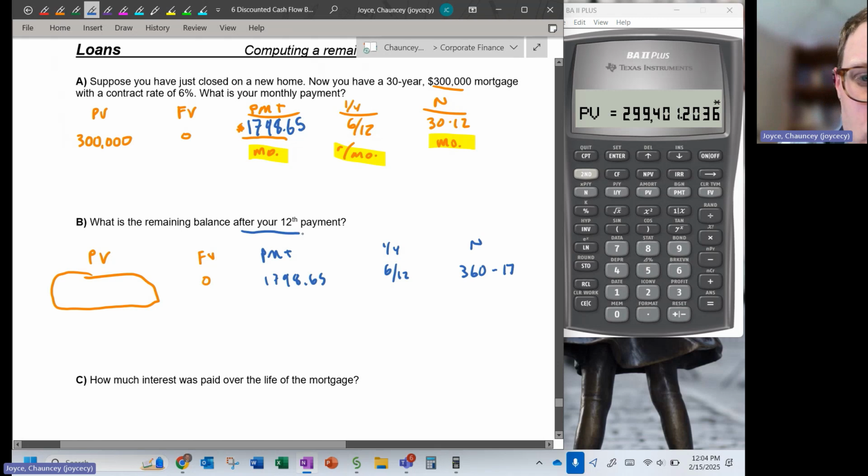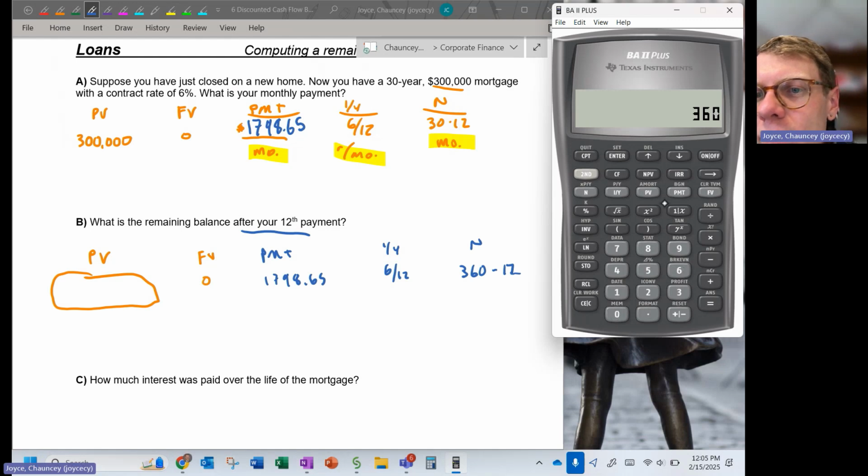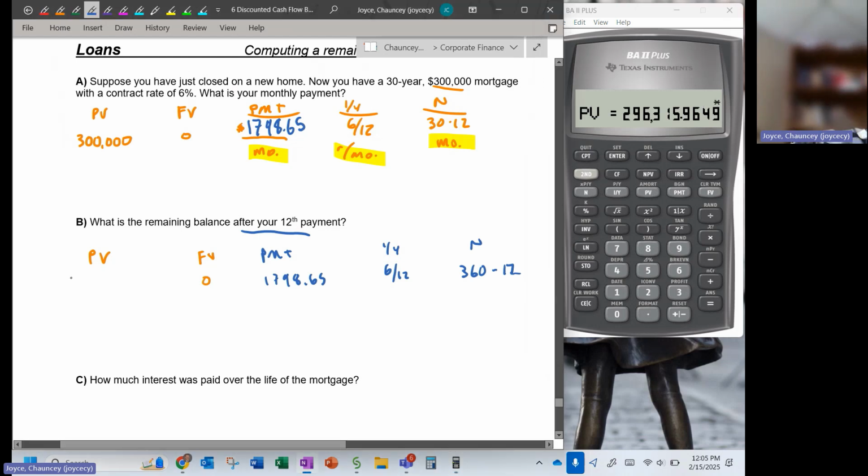minus 12 after the 12th payment. That means I have 348 remaining. So let's go back and put the calculator back at 360 time, compute for my present value. Okay, that's all set. So let's take 360 less 12, and that's the 348 remaining payments, and I'll compute for that present value. The present value is $296,315.96.